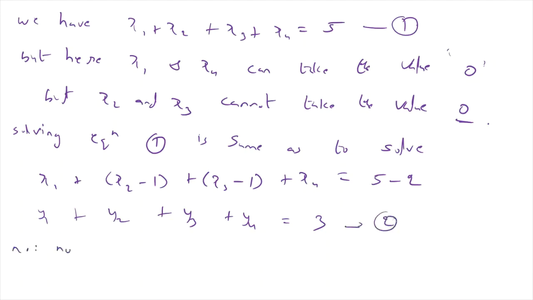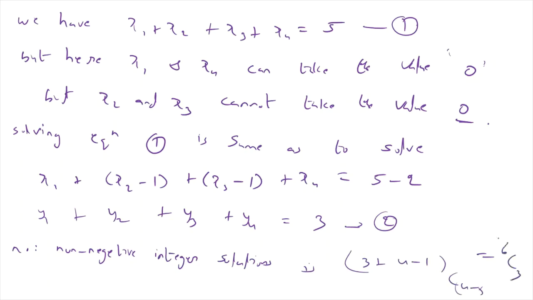number of non-negative integer solutions is 3 plus 4 minus 1 choose 4 minus 1, which is equal to 6 choose 3. If you want, you can expand this one. It is going to be 6 times 5 times 4 upon 6, which is going to be 5 times 4, which is 20. So the number of ways in which a train can stop such that no two stops are consecutive is going to be 20.